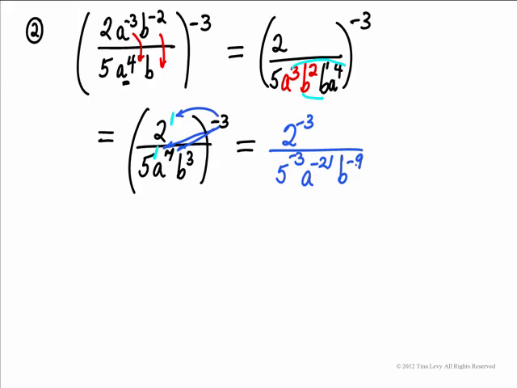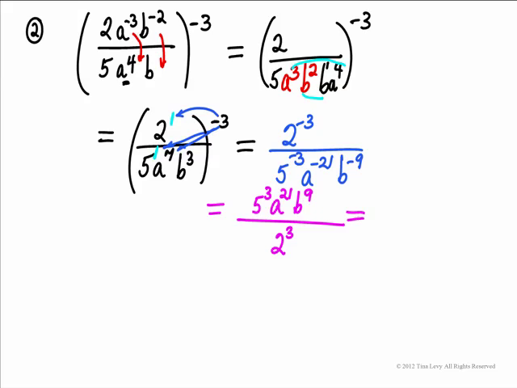Now we're almost finished, but we're going to use that gopher shortcut that I call. So because all of these are negative, they all switch location. The 2 to the negative 3 goes down and becomes positive, and 5 to the negative 3 goes on top, becomes positive. A to the negative 21 goes on top. B to the negative 9 goes on top. And we're almost finished, except with numbers we like to write them out.